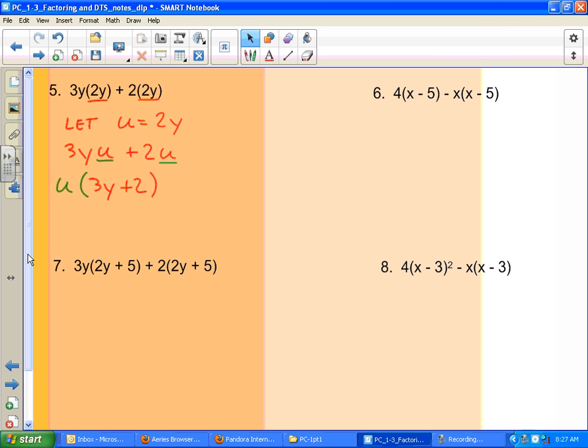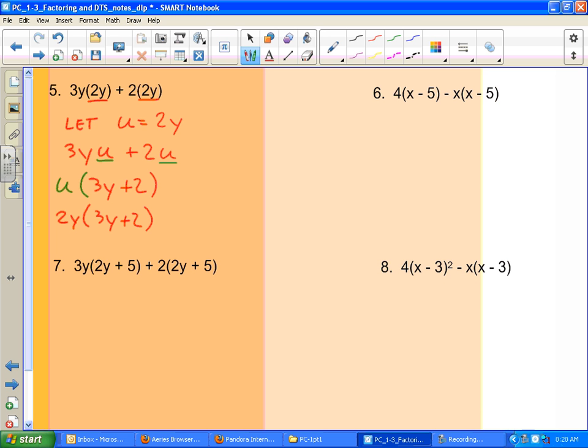Well, now let's just resubstitute what u is. We said that u was equal to 2y, so now we just take that 2y out here. And we have 3y plus 2. You don't have to do the substitution, but it might be a way of, instead of writing it as a multi-term expression, writing it as a single variable. Maybe that's easier for you to see what the GCF is.